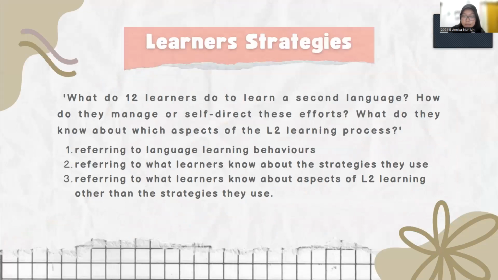Okay, so this slide will explain learner strategies. As you can see on the screen, there are 3 learner strategies. The first one is language learning behavior. The second one is what learners know about the strategies they use. And the last one is what learners know about aspects of L2 learning other than the strategies they use. Okay, next slide, please.